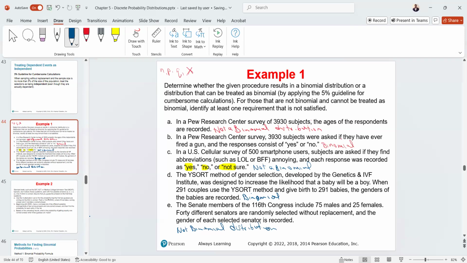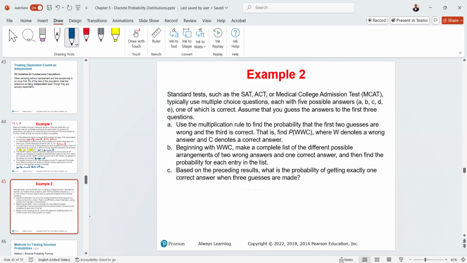Because guess what's going to happen with the probability of success? If you choose the first one, for example, 40 different senators are randomly selected out of 100. Now, the next one would be out of 99 after you pick the first person. So the probability of success is not the same for each trial. Let's go with another example very quick.